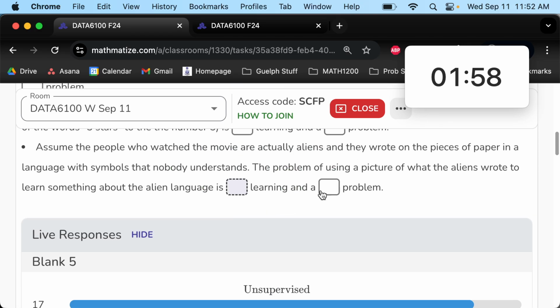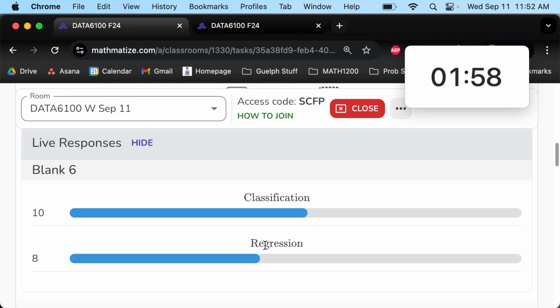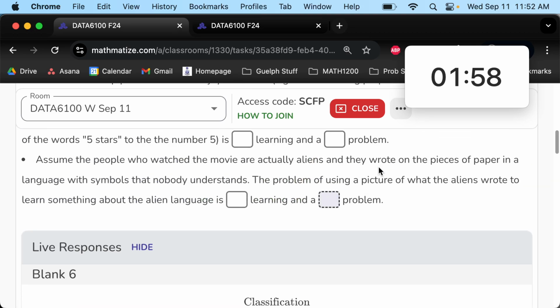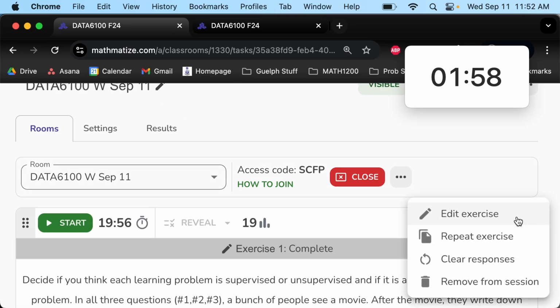Is it a classification or a regression? Very evenly split here. Why don't I send it back one more time? If you think for the aliens, you think it's going to be classification or regression. So ignore all the other blanks. Just do classification or regression. And we'll do it one more time. You can think about what would the classes be? What would the regression be? And we'll do this one quick. So I'll only give you like a minute to think. But let's have a fun revote here about the aliens.